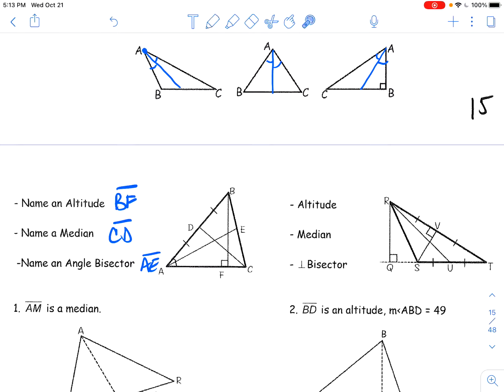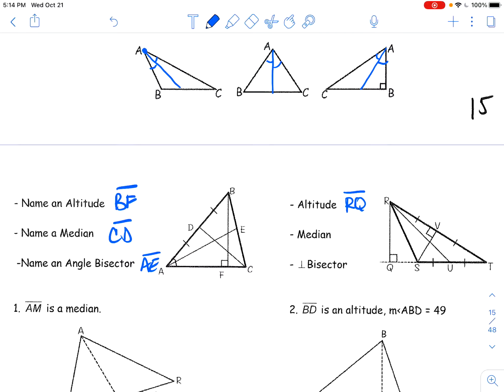All right, let's take a look at one more example, this guy right here. See if you can name an altitude, a median, and a perpendicular bisector. All right, so an altitude is perpendicular from a vertex. It doesn't have to bisect, so it doesn't have to be over here. It can be outside the triangle. And so in this case, RQ is an altitude.